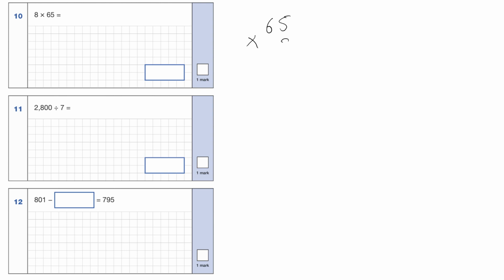65 multiplied by 8. You can either do it this way. 6 times 8 is 48. 52. Or you can just do 60 times 8 and 5 times 8. 6 times 8 is 48, so that's 480. 5 times 8 is 40. And together 520.